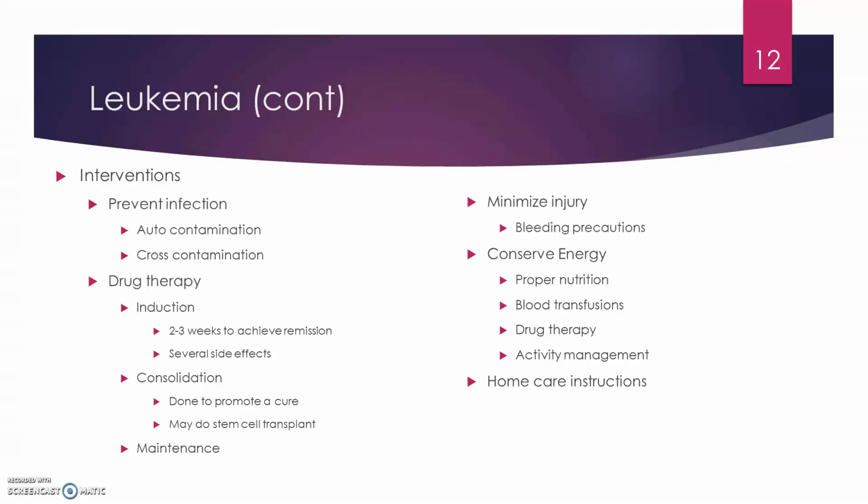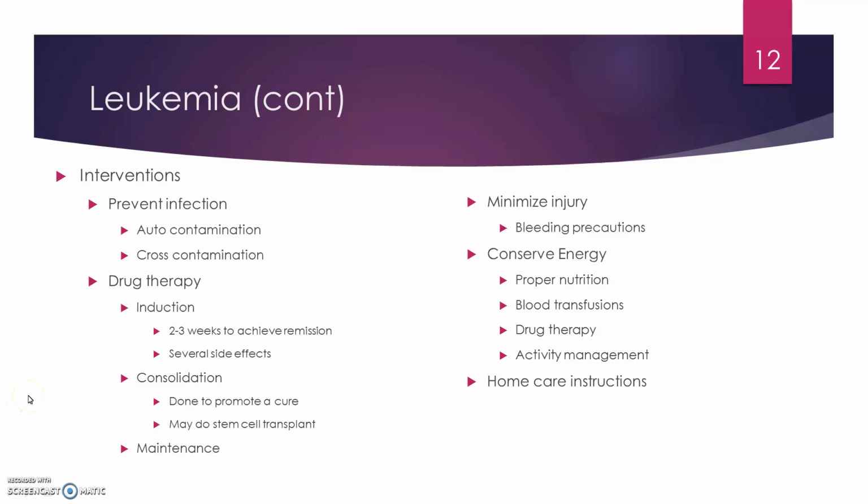So interventions: protect them from infection. This can either be auto-contamination, where they contaminate themselves from a different source on their body, or cross-contamination, where we give it to them or another person gives them an infection. Drug therapy has three different stages. We're going to try and induce them and put them into a remission. This can be done with chemotherapy or radiation, usually chemotherapy. But the bad thing is that there tends to be side effects with that.